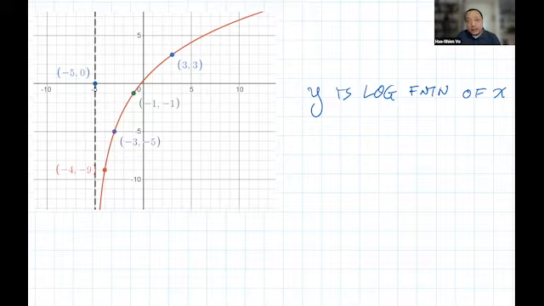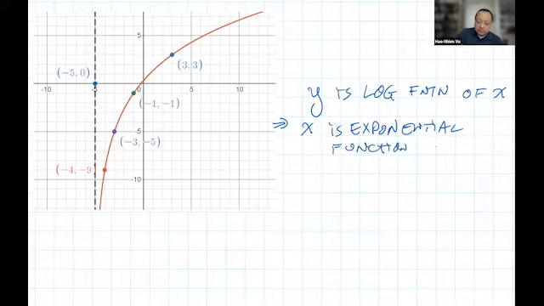I'll do it with x as an exponential function of y because log and exponential functions are inverses of each other. So if y is a log function of x, then that means x is an exponential function of y. And the reason why I switched this way is because most of us are a lot better at handling exponential equations than we are at handling logarithmic equations.